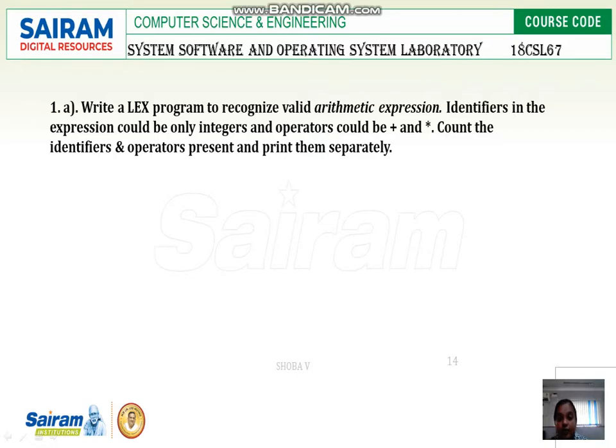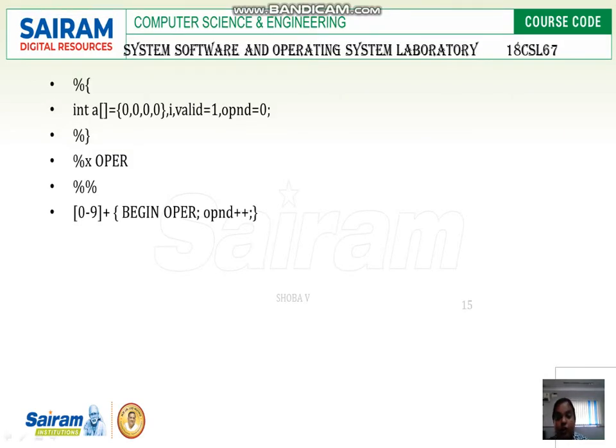So we are going to recognize a valid arithmetic expression, where the operands in the expression could be only integers and the operators could be plus and star. We are going to count the operands and operators present and print them separately. This is the definition section, starting with percent open brace. We declare these variables as integer type, and we close it. And this is the rule section, which is followed by operand plus. It should open with an open brace and end with a close brace.